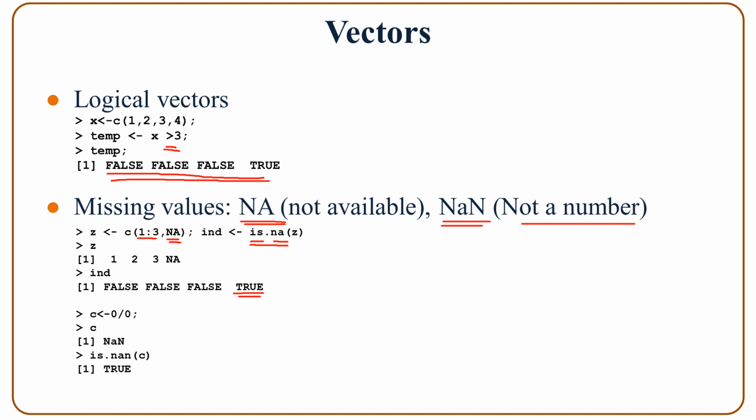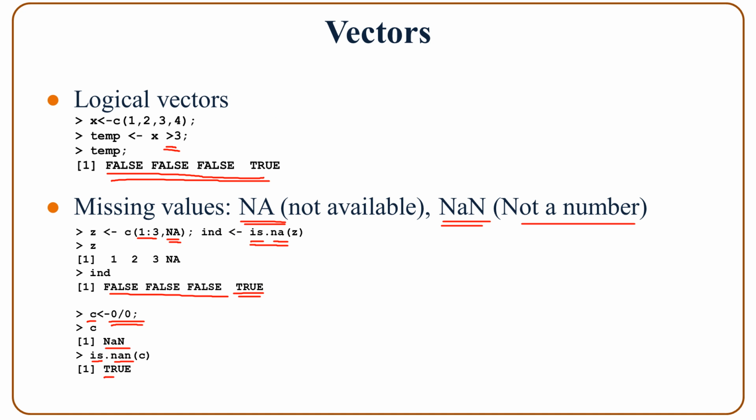And similarly, if you store 0 divided by 0 to C, then C is NaN, which is not a number. And if you check using is.nan to check if C is really NaN, then the result is true.